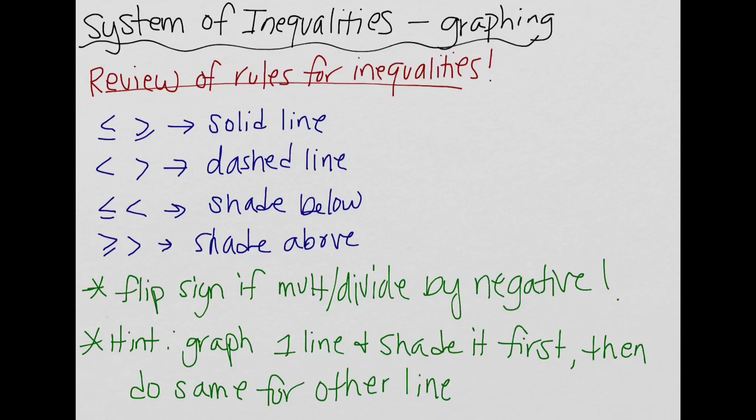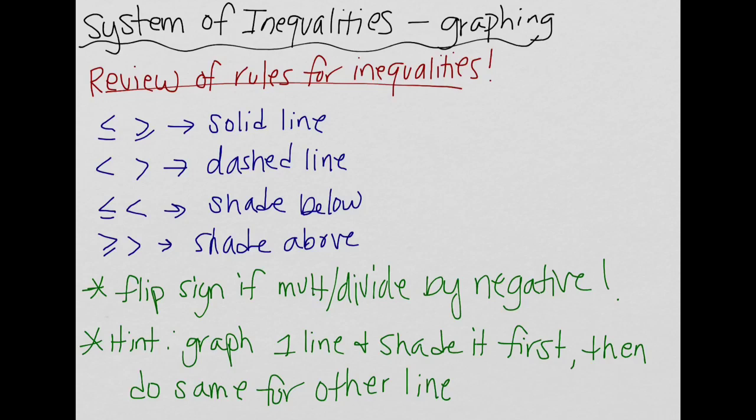So just to review the rules we've already gone over, and I'm not going to do too much talking through here, just know the difference between a solid and dashed line and shading, where you shade above, where you shade below. So if you need to write these tricks down, please do. And remember, you have to flip the inequality sign if you're multiplying or dividing by a negative somewhere along the lines in solving your problem.